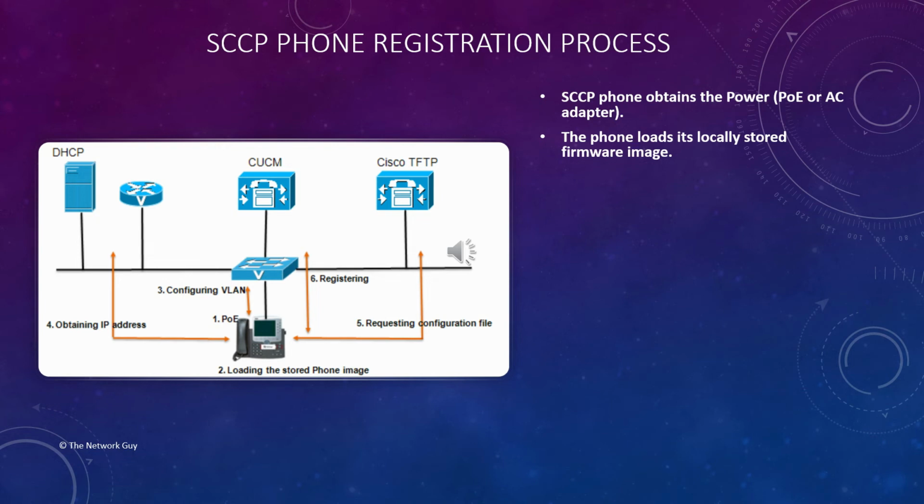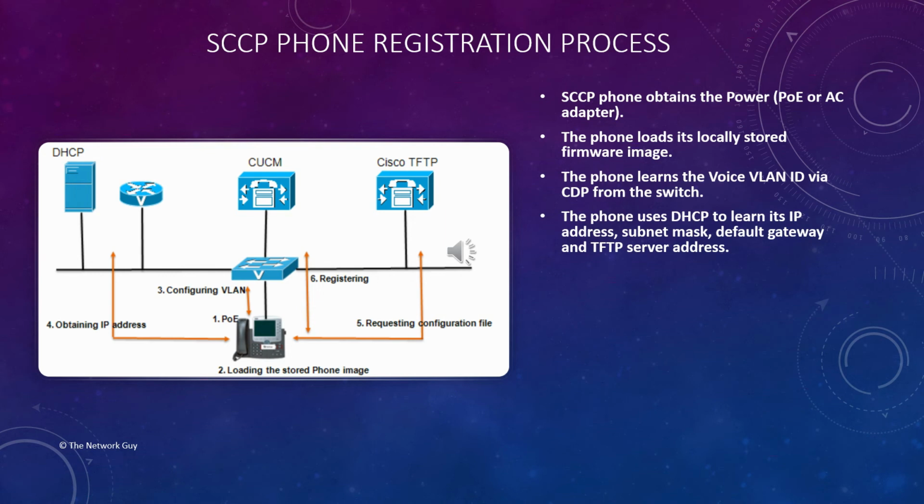So we are at the second stage. The phone would be loading its firmware here and then moving to the third stage. Here the phone would be communicating with the Cisco switch, and the Cisco switch would be providing the voice VLAN information for the Cisco phone. In that voice VLAN, it would get the DHCP server IP address. Once the Cisco phone learns about the DHCP server, it would communicate with it to obtain its IP address and subnet mask. The default gateway and the TFTP server addresses would be provided by the DHCP server to the Cisco phone.